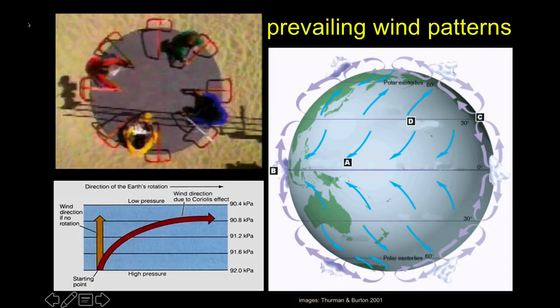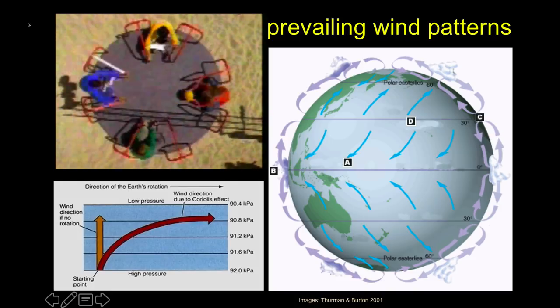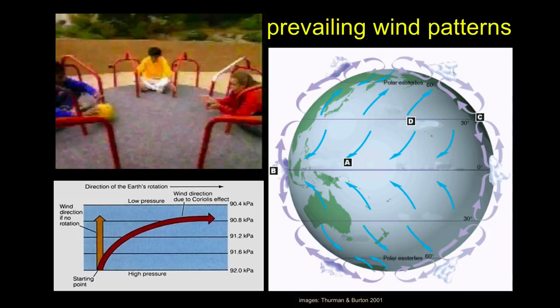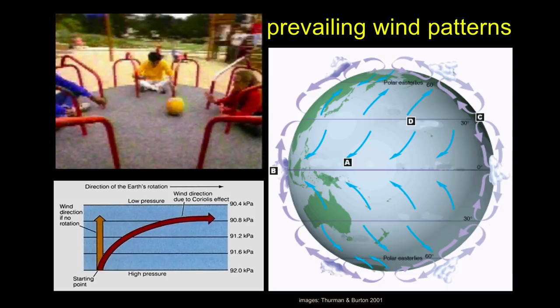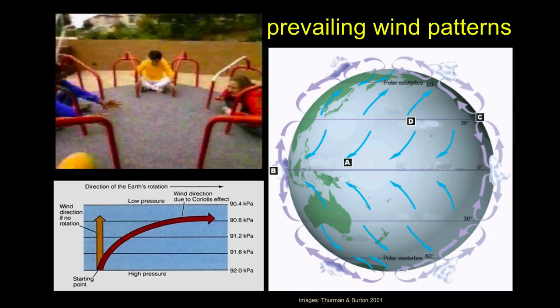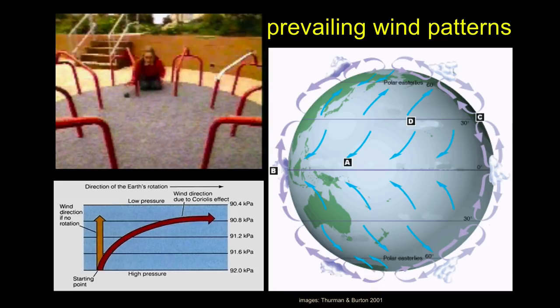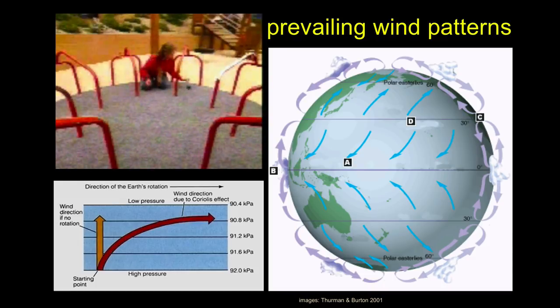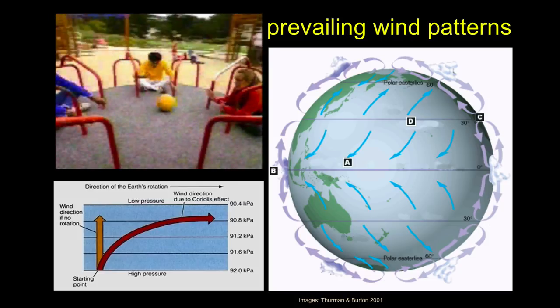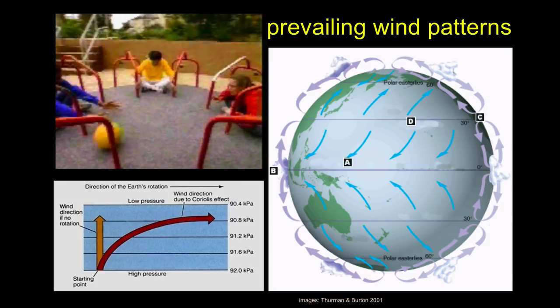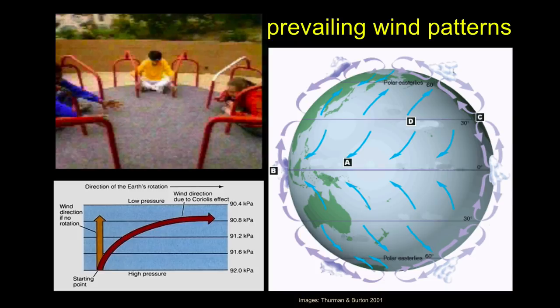To an observer above the merry-go-round, the path of the ball appears straight, while to someone sitting on it, the ball appears to curve to the left. This exemplifies the Coriolis force, whereby to an observer on the rotating Earth, the path of an object appears to be deflected, and this is a result of the Earth's rotation. Make sense? So things are moving the way they're moving, but because you and I are spinning underneath, it looks as if the wind curves.